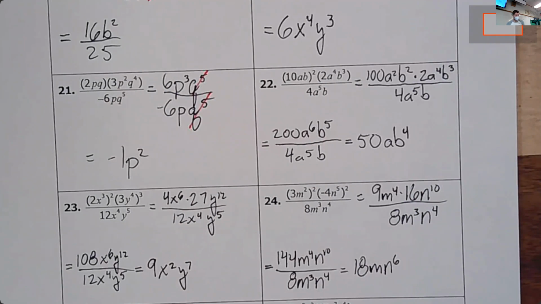And then the last step, you're going to take 144 divided by 8, that equals 18. M to the 4th divided by m to the 3rd, 4 minus 3, leaves us with m to the 1st, or just m. And then subtract the exponents with n as well. 10 minus 4 is n to the 6th power. Are there any questions for 23 or 24?